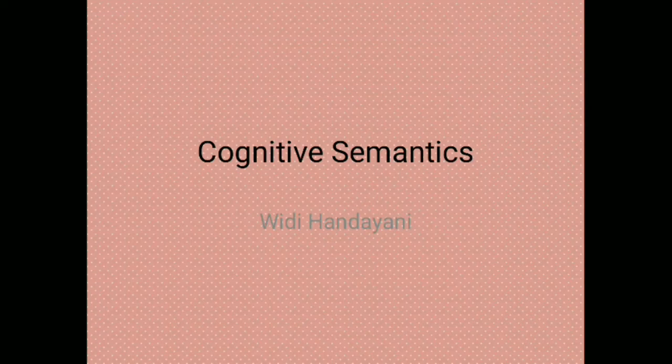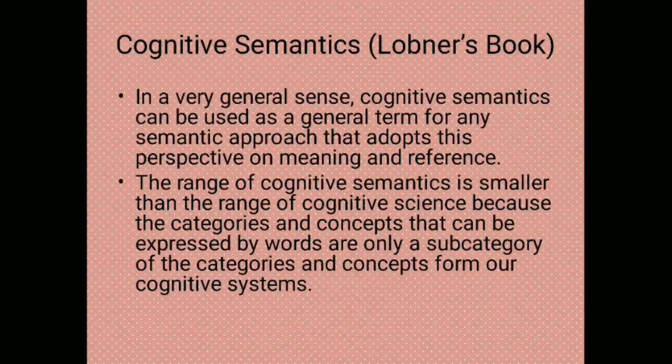Okay, we will discuss first about the cognitive semantics in Lobner's book. In a very general sense, cognitive semantics can be used as a general term for any semantic approach that adopts this perspective on meaning and reference. And the range of cognitive semantics is smaller than the range of cognitive science because the categories and concepts that can be expressed by words in cognitive semantics are only a subcategory of the categories and concepts from our cognitive systems. Okay, that's what Lobner says about cognitive semantics.